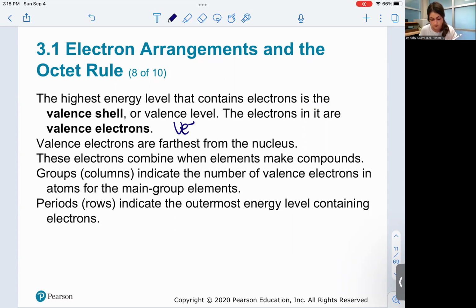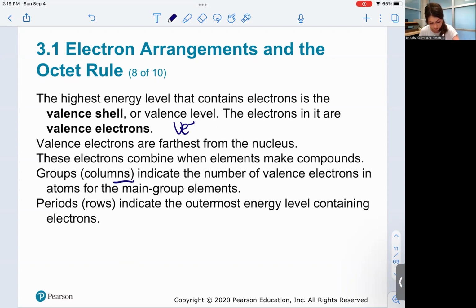Valence electrons are the ones that are farthest away from the nucleus. The electrons that are present for the atom of that element, but farthest away from the nucleus, farthest away from the base of that staircase, those are the valence ones. Those are the electrons that are reacting or participating whenever we're talking about building compounds and so on.